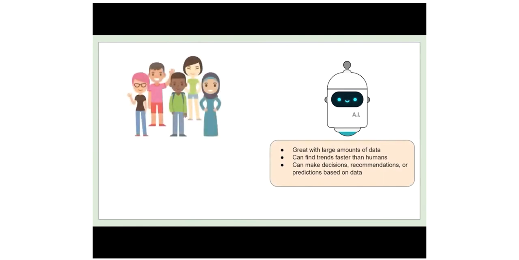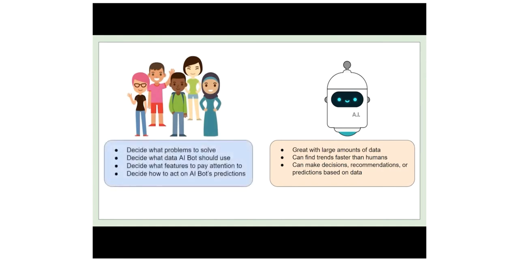But humans still have an important role to play. We help decide what problems AI Bot should solve in the first place, what data it should use, and what features AI Bot should pay attention to. The predictions that AI Bot makes correctly, and even those that it makes incorrectly, are directly related to our decisions about the data and features AI Bot uses. And even after AI Bot makes its predictions, we decide how we want to act on that information.